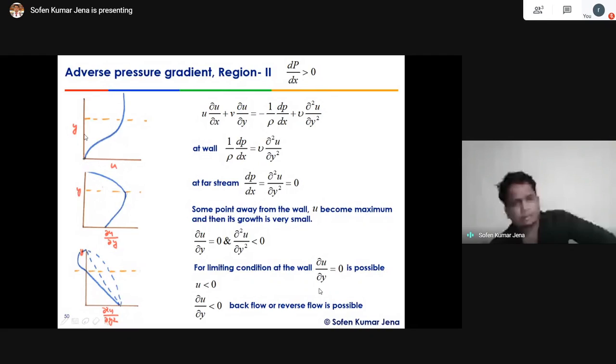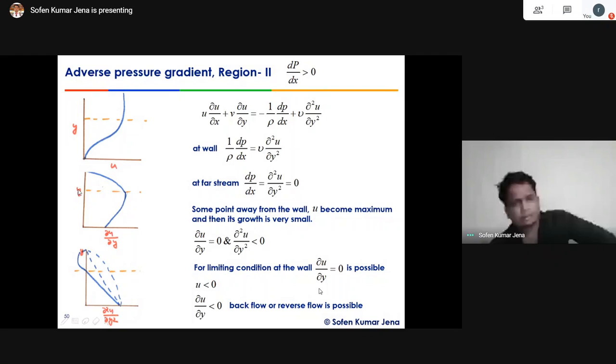For this inflection point, if I am plotting with respect to the wall, the boundary layer will grow. But if this is my u, it is supposed to reach the free stream, yet from 0 to some inflection point the u changes steeply. After that, its growth becomes very small, right? So at this point, what will happen? Del u by del y becomes 0, right? Because it's a continuous curve, the left-hand slope and the right-hand slope remain the same.